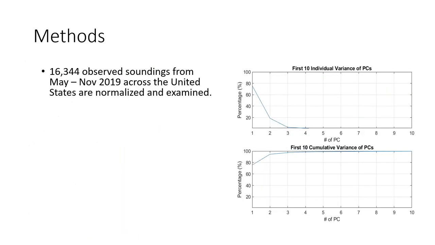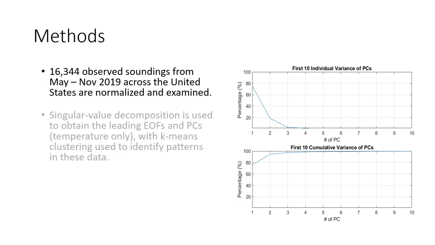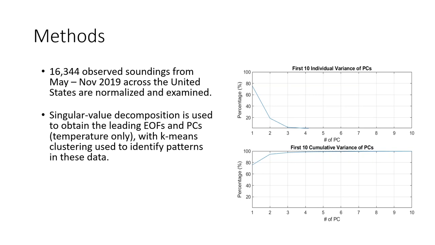So we looked at 16,344 observed soundings from May to November of 2019, and all of these were normalized and examined. We then did a singular value decomposition to obtain the leading EOFs and PCs using temperature only. We used these to do a k-means clustering and identify the patterns in the data. You can see in the figure at right, we used the first two EOFs because that contains 95% of the variance in the data.